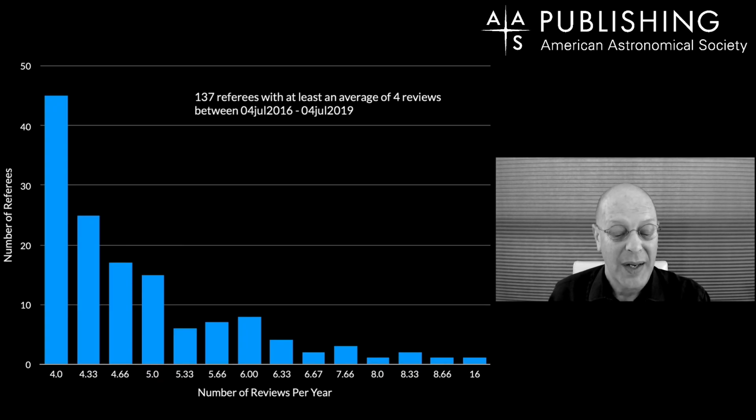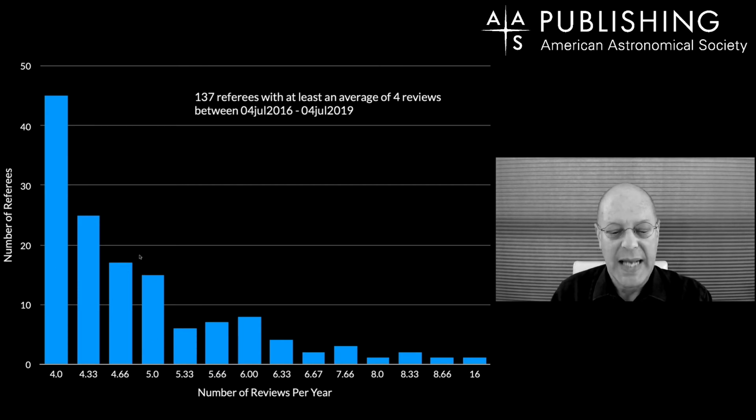Here you go. So on the x-axis here is the number of reviews per year. So this is the upper end of the distribution of referees for the AAS journals. And on the y-axis is the number of referees. So for example, at least in this time period between 2016 and 2019, there's roughly about 45 referees who will handle double what we encourage. They handle 4 reviews per year. Thank you very much for those people. I'm not going to name names, of course.